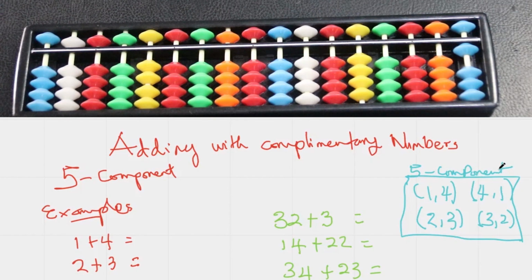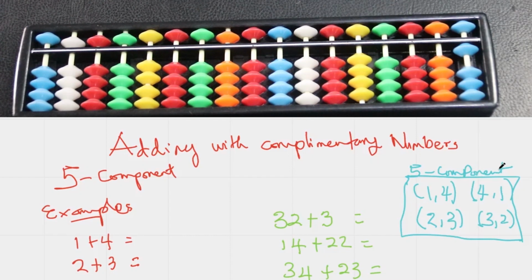Okay, so let's start with an example. The first example I have is 1 plus 4. Normally you and I know that 1 plus 4 is 5. But how do we work that out on the abacus? So very simply, I say 1. So this is 1 on my abacus. I want to add 4. I do not have 4, but I have 3.